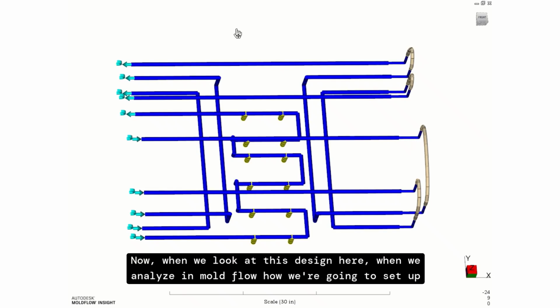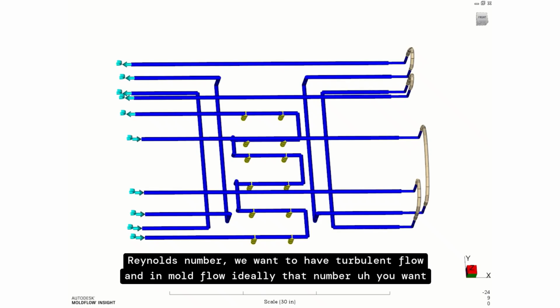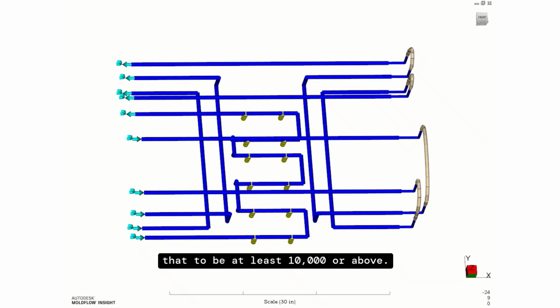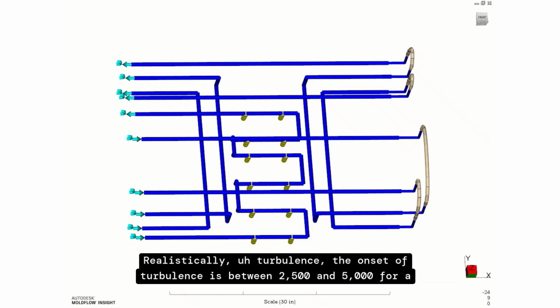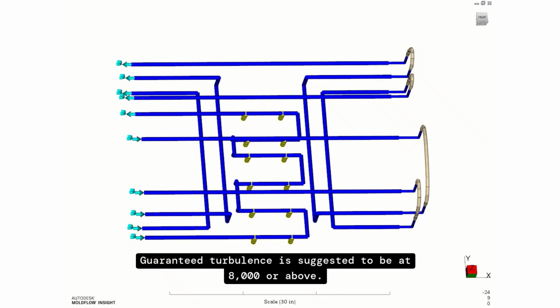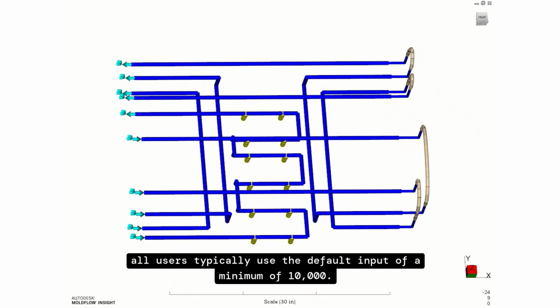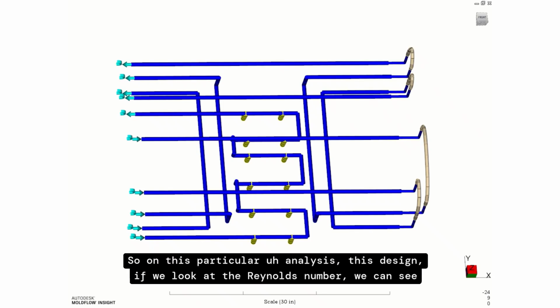Now, when we look at this design and analyze in Moldflow how we're going to set up the cooling, most of the time it's based on a minimum Reynolds number. We want to have turbulent flow, and in Moldflow, ideally, you want that number to be at least 10,000 or above. Realistically, the onset of turbulence is between 2,500 and 5,000 for a Reynolds number. Guaranteed turbulence is suggested to be at 8,000 or above. And for Moldflow, all users typically use the default input of a minimum of 10,000.